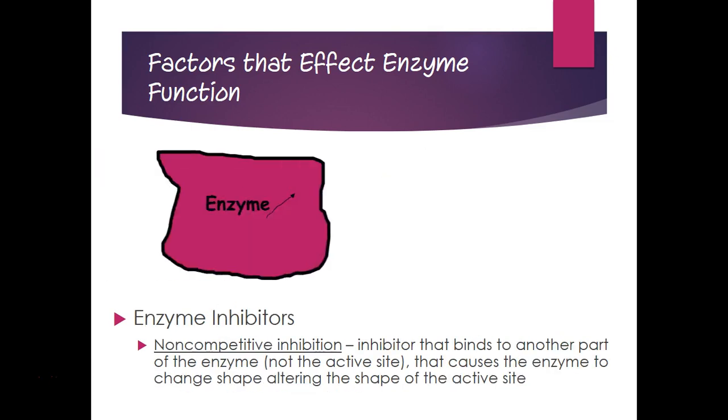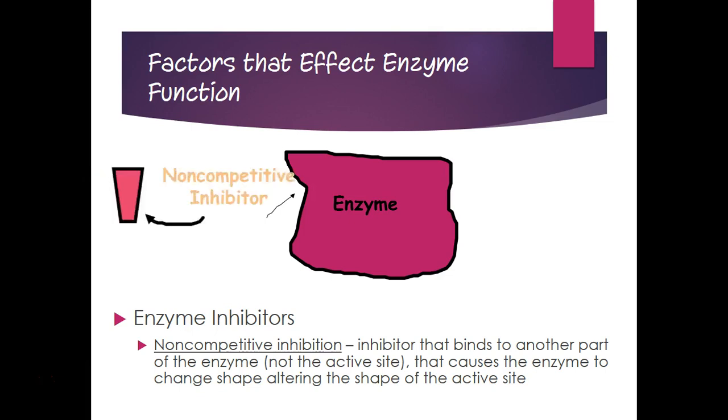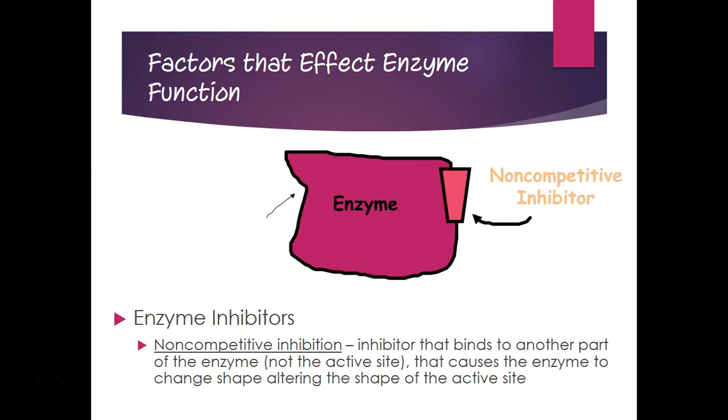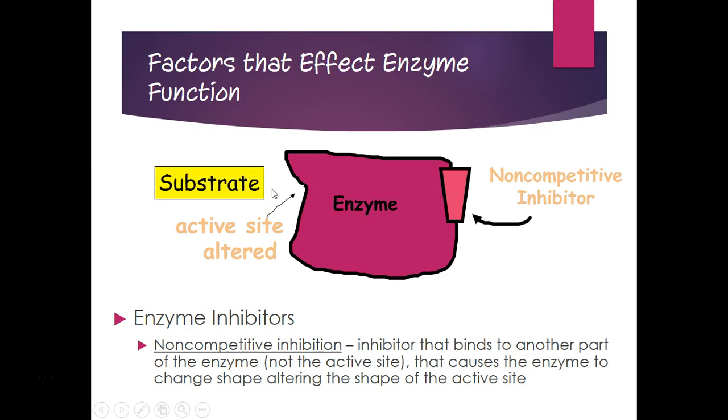A non-competitive inhibitor, however, binds to a secondary site on your enzyme, and as a result, that active site changes shape. So the binding of this guy causes the entire protein shape to change, and once again, that substrate comes in, the shape's not there to fit into, and so it can't actually fit, and nothing happens there as well.